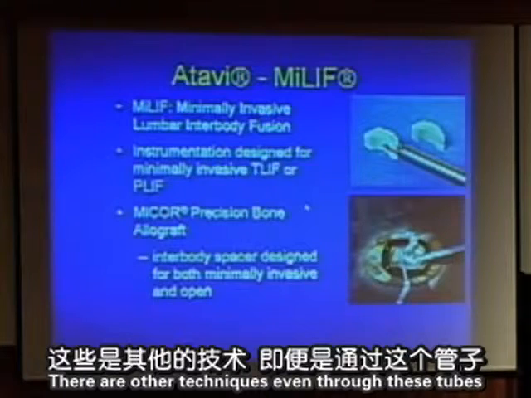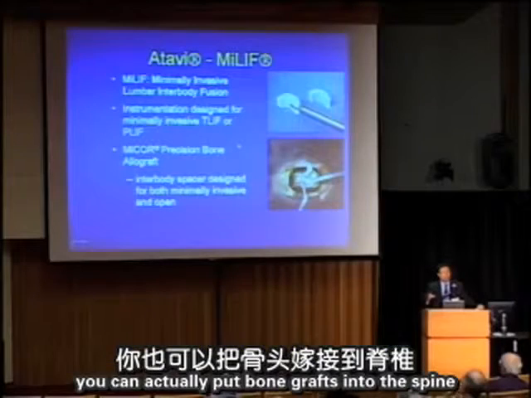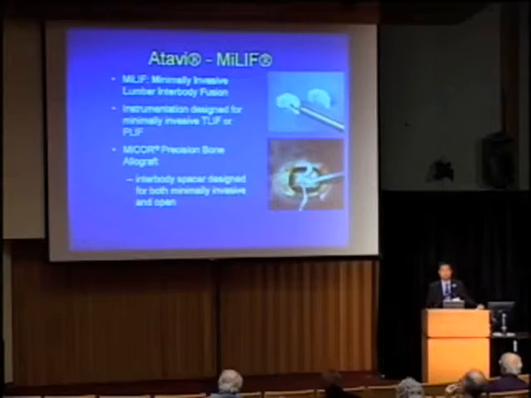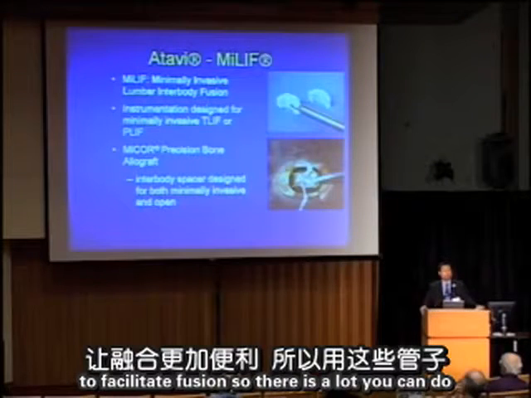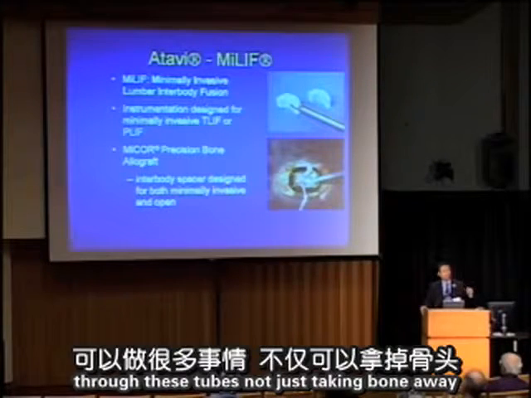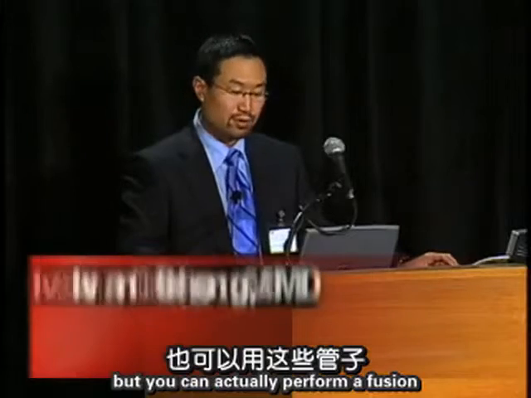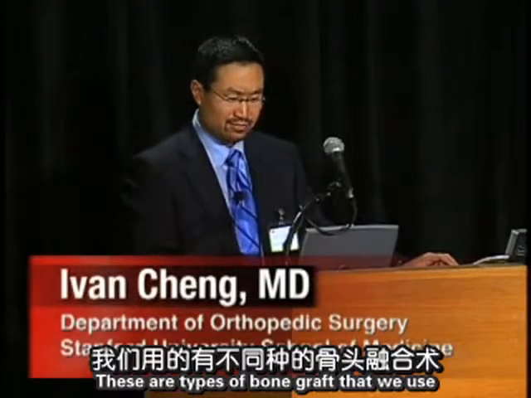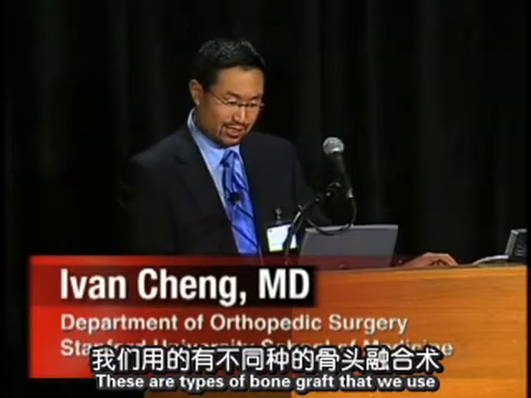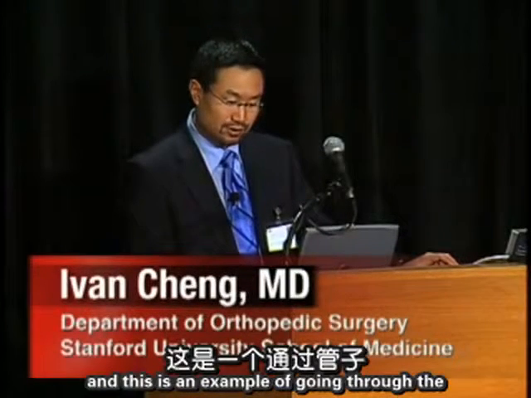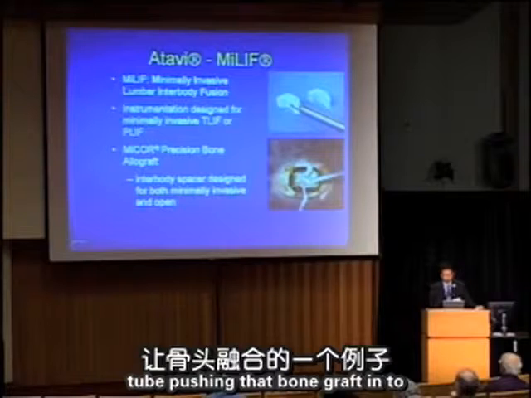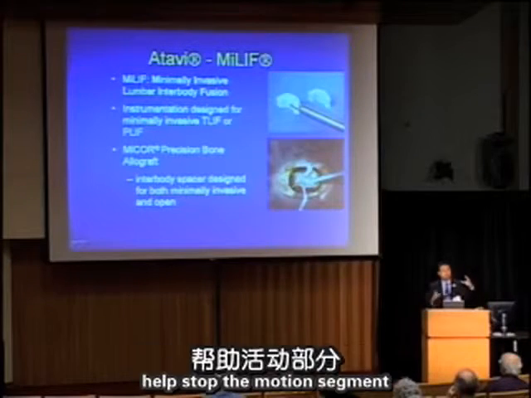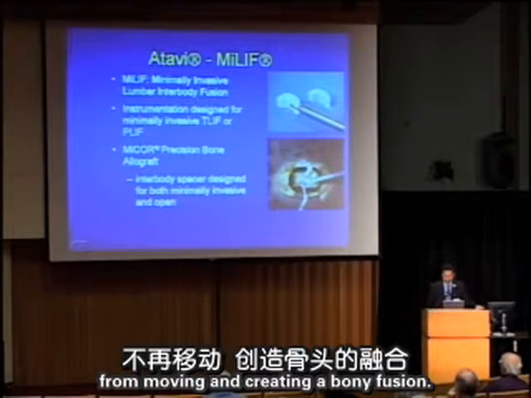There are other techniques. Even through these tubes, you can actually put bone grafts into the spine to facilitate fusion. So there's a lot that you can do through these tubes, not just taking bone away, but you can actually perform a fusion through these tubes as well. These are types of bone graft that we use, and this is an example of going through the tube, pushing that bone graft in to help stop the motion segment from moving and creating a bony fusion.